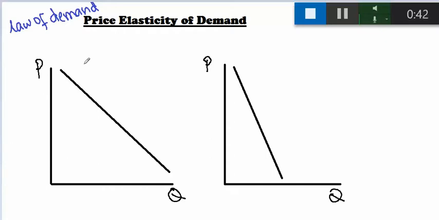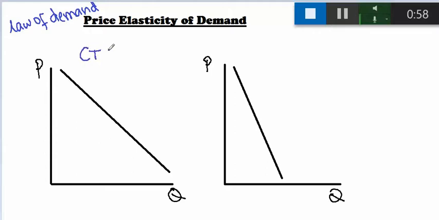And if you're the manager of a store, this kind of information is important to you because you want to know how to stock up your shelves, how to figure out how consumers are going to respond to a price change. So let's look at these two goods here.